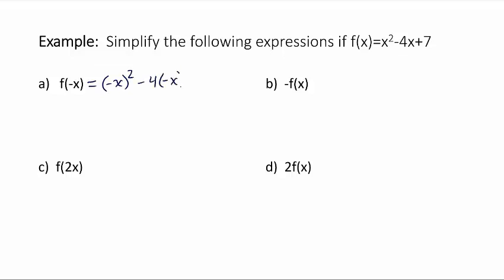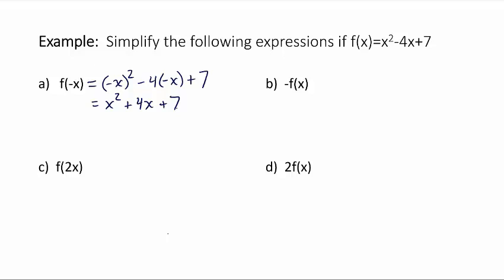You want to input negative x everywhere you see an x in the function. Like I said, if this was a number, like if you had f of 1, you would know what to do with it, right? You would stick that 1 in everywhere you see an x. So it's the same thing here, it's just that the input we have isn't 1, it's negative x. So we're just sticking in whatever is there. Okay, and then it's a matter of simplifying that. Negative x times negative x is positive x squared. And then we have negative 4 times negative x, which is positive 4x, plus 7.